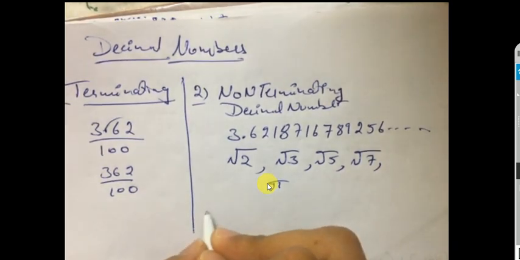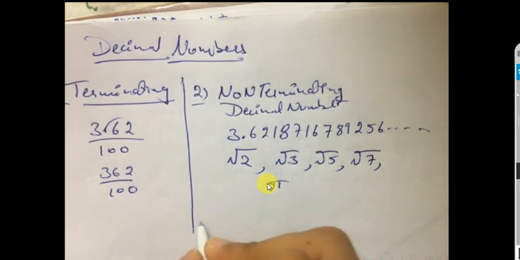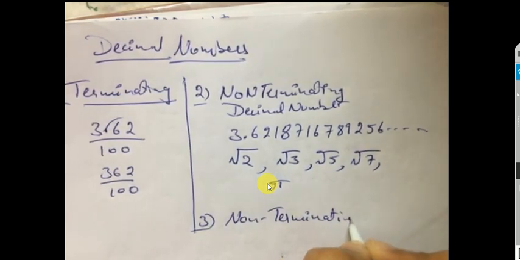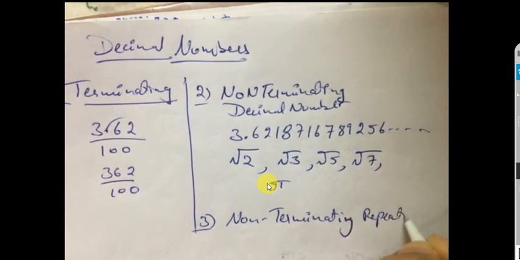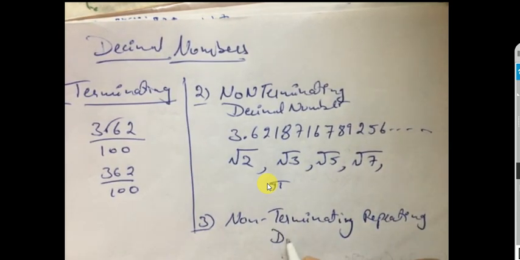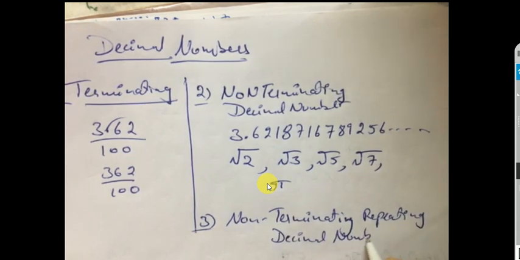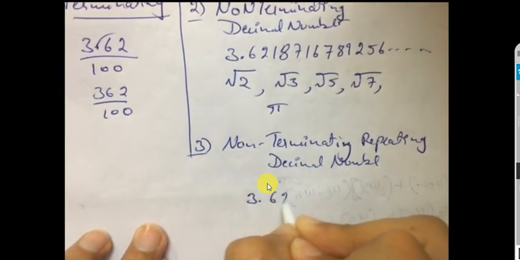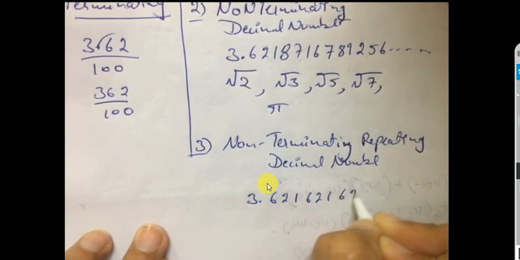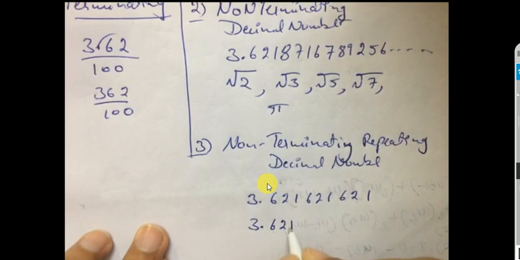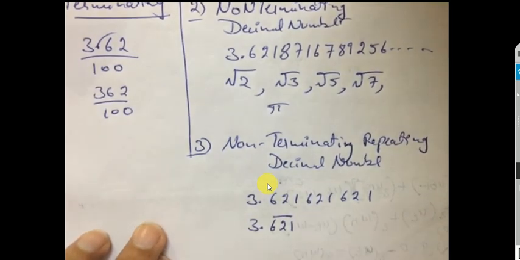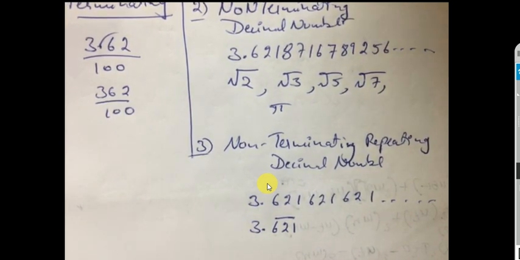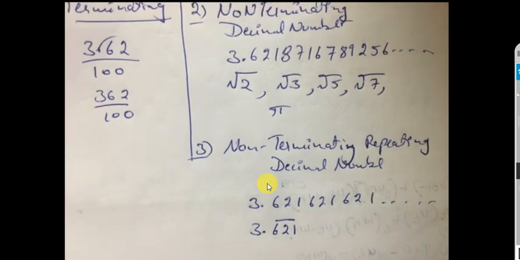And when we talk about any other number, the third type of numbers are non-terminating, repeating or recurring decimal numbers. What kind of numbers are they? You might have studied this in ninth also, like 3.621621621. You can write it as 3.621 bar. That means the decimal numbers are non-terminating, but some portion of those numbers is repeating itself again and again. These kinds of numbers can easily be converted into rational form.